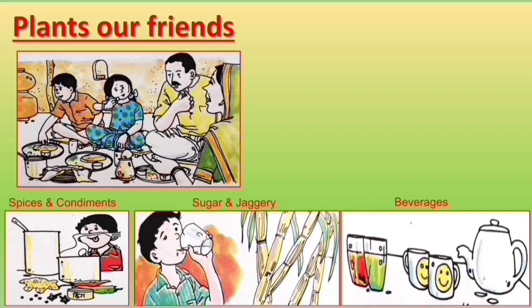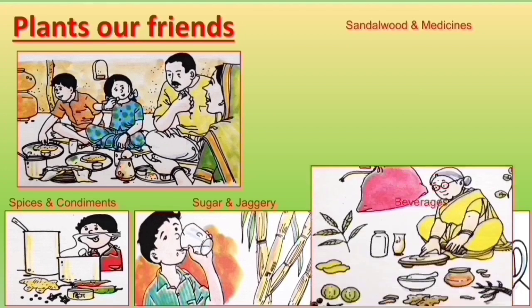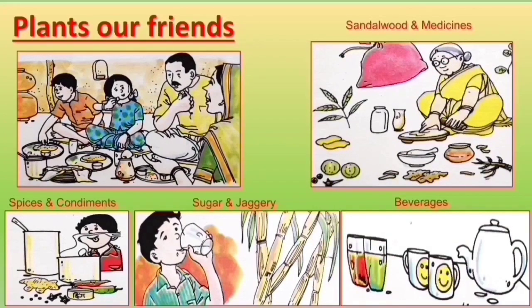Beverages: cold drinks, fruit juices, tea, coffee are got from plants. Sandalwood and medicines are got from plants. We can see grandma making home remedies or medicines like kada from the medicinal herbs.